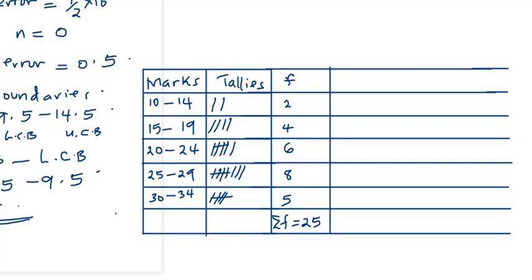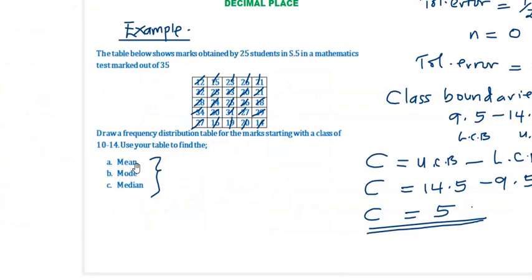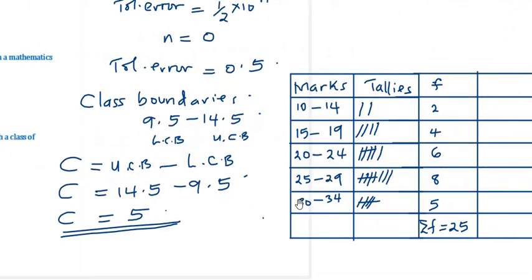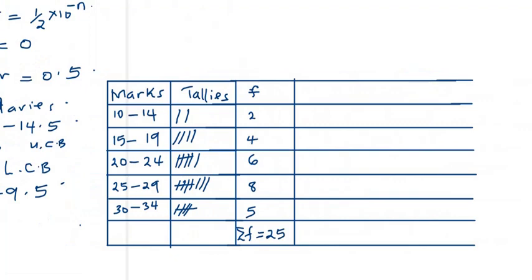Alright, now we need to calculate the mean. We need to calculate the mode, which depends on the frequency. So right now we are able to calculate the mode. Then we need the median, which depends on the cumulative frequency. So within our table, we are going to add a column of x and a column of fx. We shall have a column of cumulative frequency, and then a column of class boundaries.